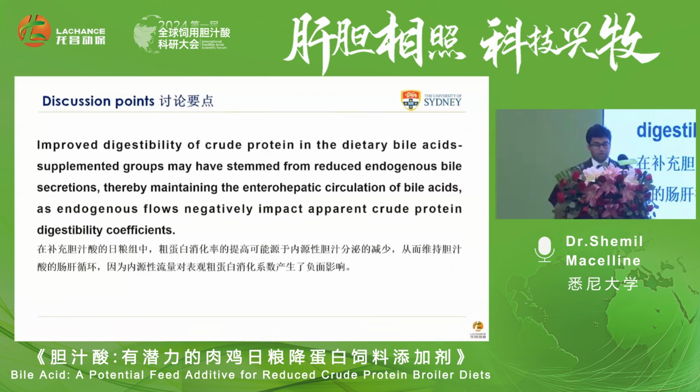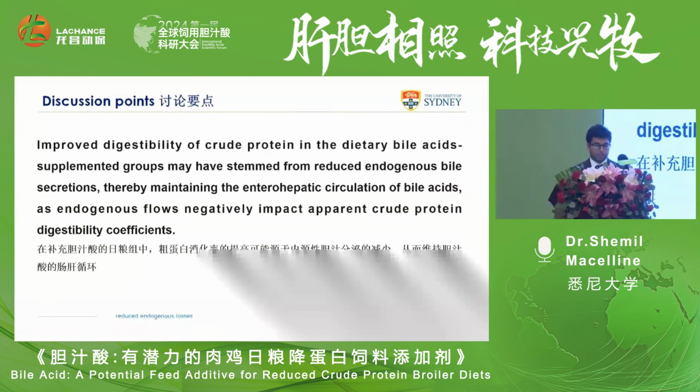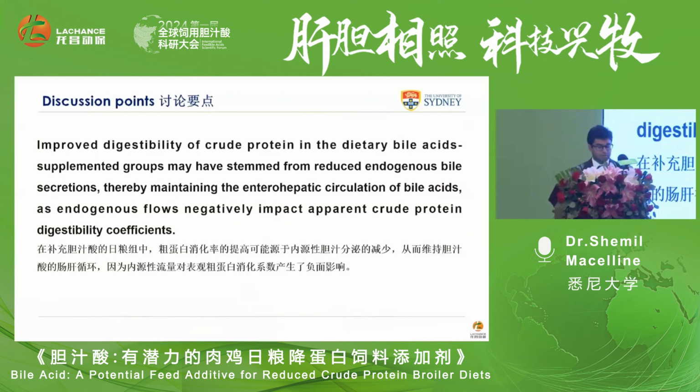Improved digestibility of crude protein in the dietary bile acid supplementation groups may have stemmed from the reduced endogenous losses we observed in the dietary bile acid supplement group, thereby maintaining the enterohepatic circulation of bile acids, as endogenous flows negatively impact the apparent crude protein digestibility coefficient.